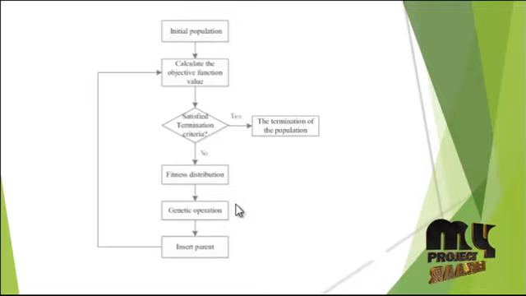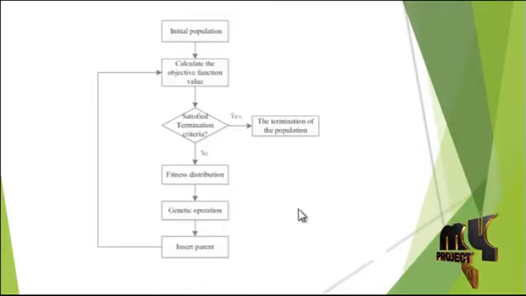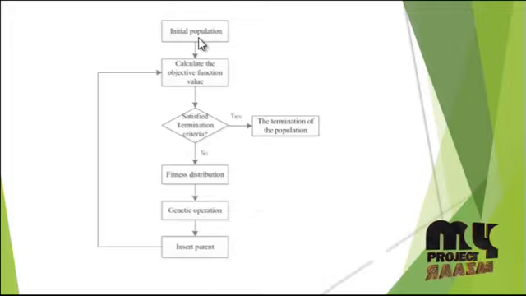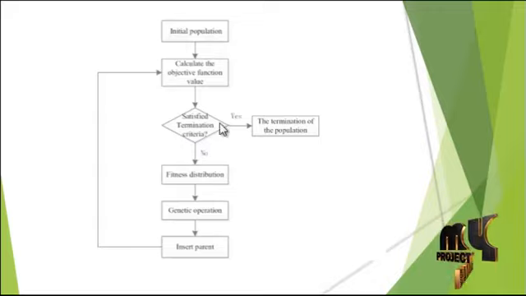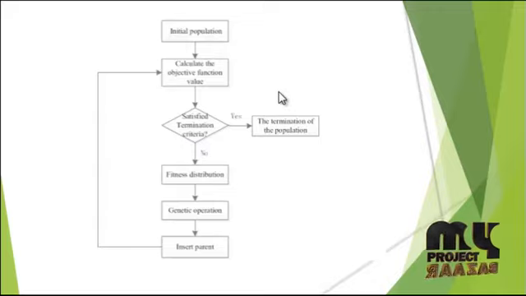We can use these sections. Then we can insert the parent nodes. We update the total algorithm again, and we can repeat these steps.